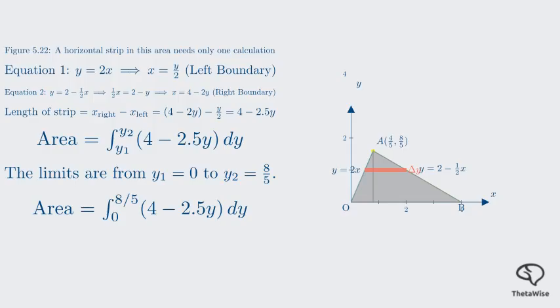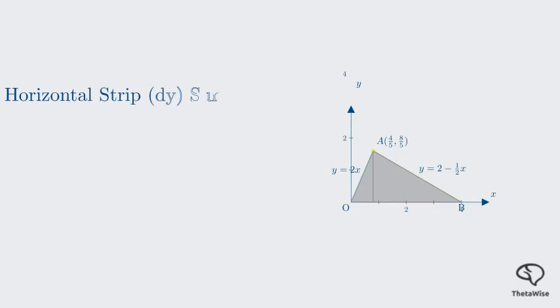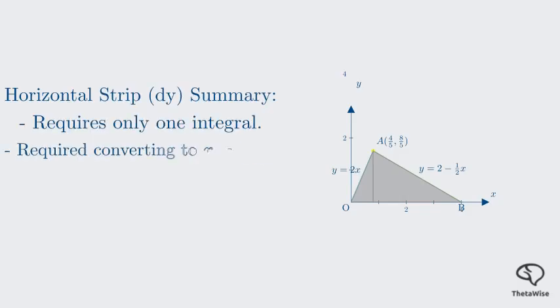Compared to two separate integrals with vertical strips, this is clearly the easier method. So, we've now seen two key strategies. First, if your strip's boundary function changes, split the integral. Second, and more importantly, always ask yourself, would switching the strip orientation avoid a change in boundaries? If so, it will likely save you a lot of work.